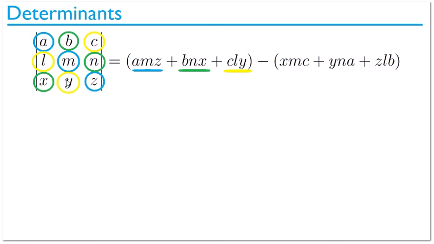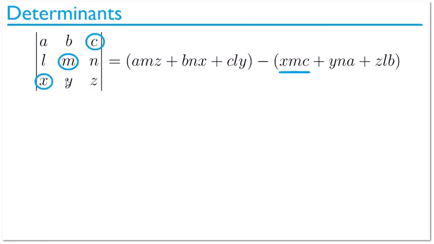Minus, let's now go to our off diagonal, x times m times c. And then go to the right, we have y times n times a, plus, go to the next one, we have z times l times b.